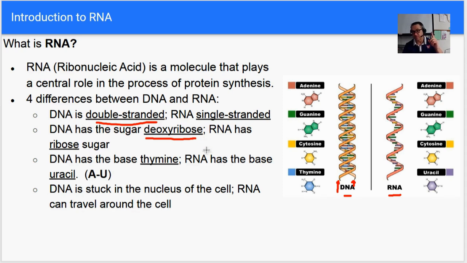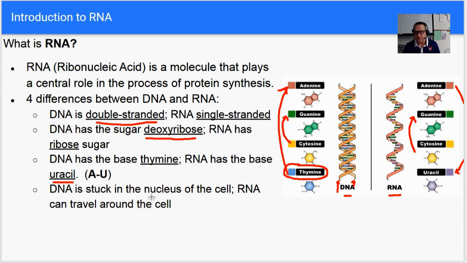Here's probably the most important one. DNA has the base thymine or T. Remember, we should know that. Remember, A goes with T and C goes with G. Well, RNA, there's no more thymine. RNA now has the base uracil. So now it's A goes with U. Whoop, went off the screen a little bit there. But C still goes with G. So there's no more T or thymine in RNA. Now it's uracil. A is going to go with U.